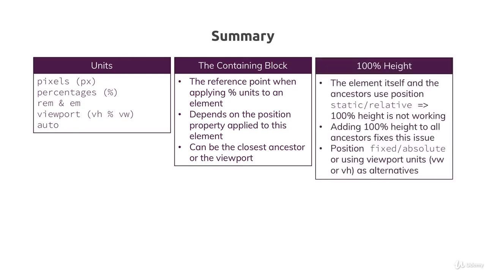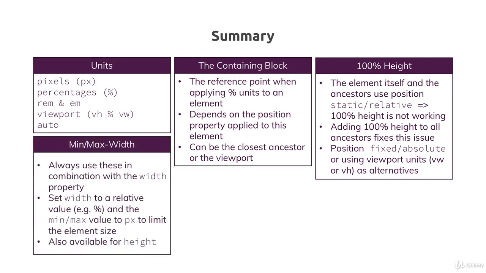In addition to that, we also had a look at the 100% height issue, because we saw that if our element itself and the ancestors both use the position static or relative value, then applying 100% height to our element is not working. We saw that if we add a height of 100% to the ancestors, this issue is fixed. Another fix for the issue that we saw was that we could simply use position fixed or absolute, or simply use viewport units, VW or VH. Regarding this, we also had a look at browser compatibility. We saw the small limitations Internet Explorer had, for example.